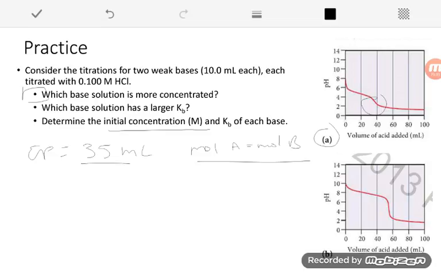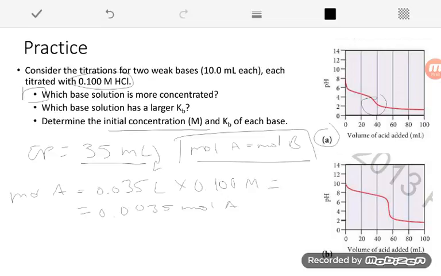So at the equivalence point, I added 35 milliliters of 0.1 molar acid, which means the moles of acid is given by 0.035 liters, so I just turn that into liters, times 0.1 molar HCl, which means that I added 0.0035 moles of acid. That means that I must have also had 0.0035 moles of base to start with, because at the equivalence point, those two moles are equal, and I didn't add any more base. I've had the same amount the whole time, so however much base I had at the equivalence point, that's also how much I had to start with.